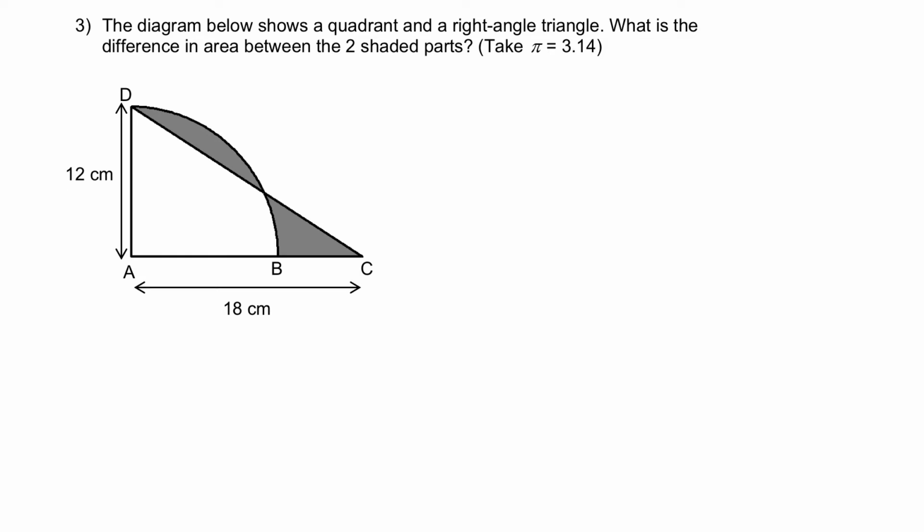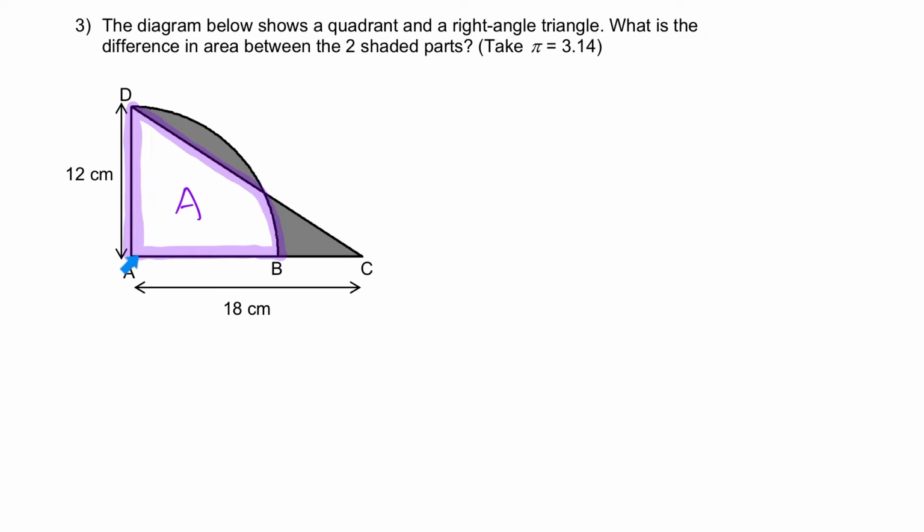One thing you must recognize is the quadrant and the right angle triangle. What is the thing in common between them? This unshaded part. They share this part over here. Hence, you think about it. We shall call this unshaded part maybe part A. Okay, this is part A.